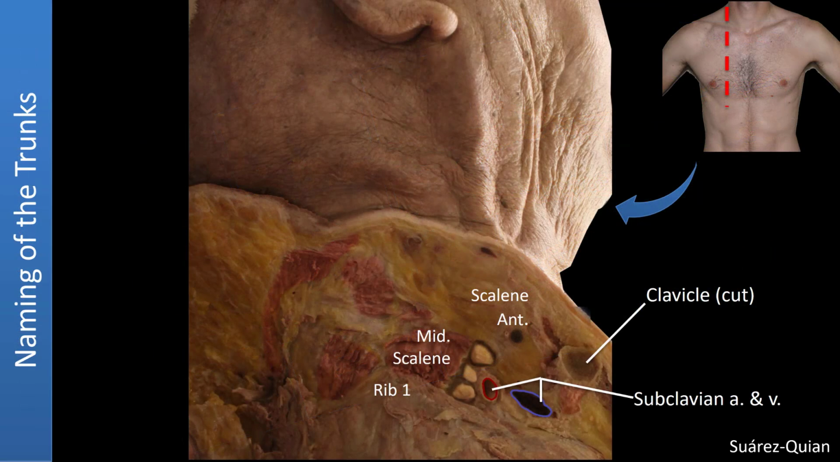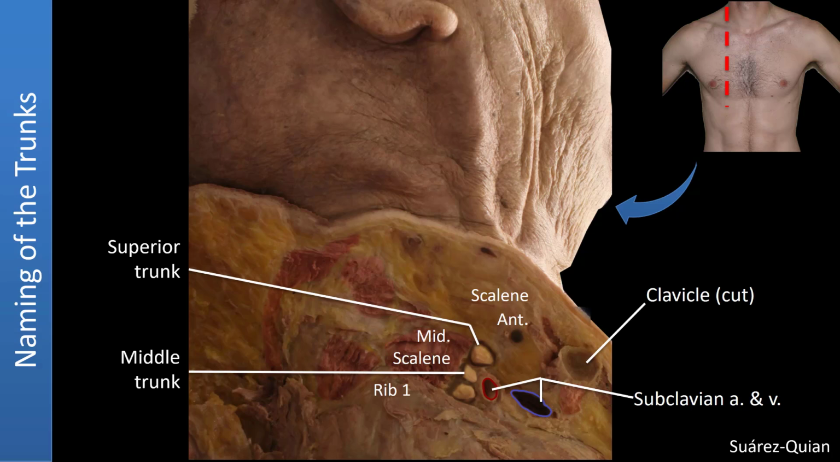The naming of the trunks is simply based on their topographical relationship. In this image of the sagittal cut made at the approximate location indicated by the image on the upper right hand of the slide, the trunks can be observed immediately after emerging into the posterior triangle of the neck, just above the first rib, lined up from top to bottom, and hence their name.